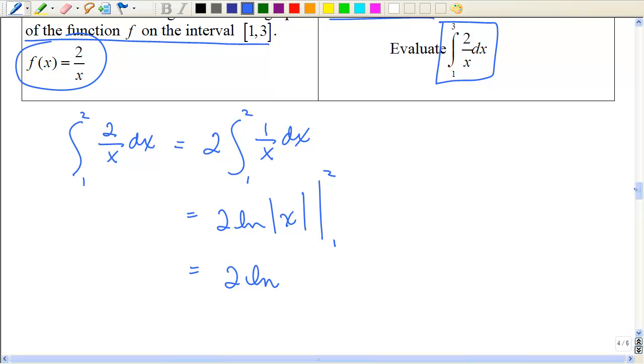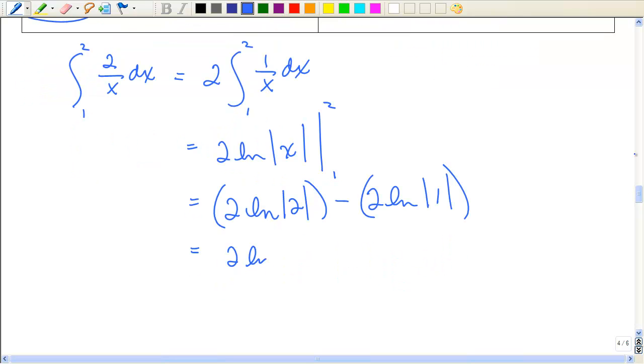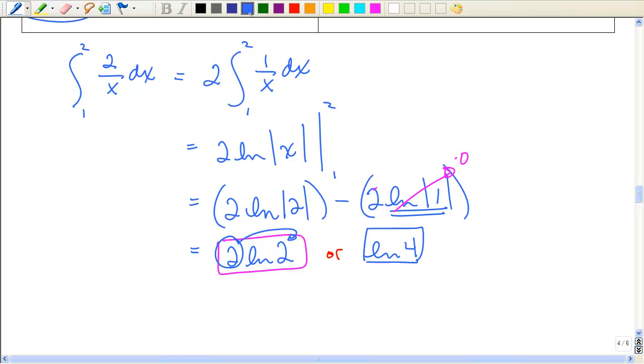So it's going to be 2 times the natural log of 2 minus 2 times the natural log of 1. We could drop the absolute value signs because the absolute value of 2 is 2. But hopefully you will recall or check on your calculator that the natural log of 1 is 0. So 2 times 0, that's all 0. So this would be an acceptable answer. However, you could move this 2 up here and say this is the same thing as the natural log of 4, because 2 squared is 4. That would be your exact answer. That's what I would prefer. You could check it out on the calculator as well.